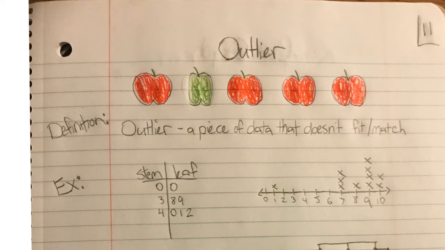Hey sixth graders, we are on to page 11 in your data book today. We are going to be working on the outlier.